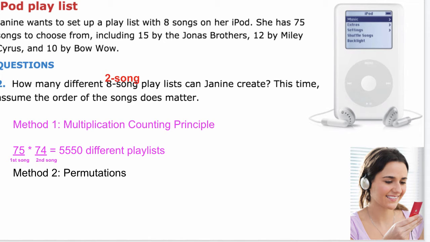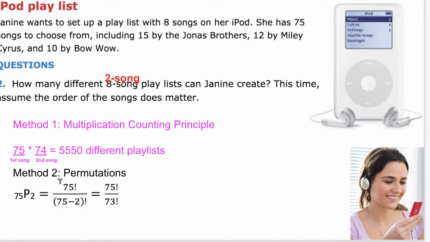The other way is permutations. Permutations is a way to arrange things where order matters. And since it says order matters, in other words, song 1 followed by song 2 is different than song 2 followed by song 1, I'm going to say 75P2. The first number is how many you're picking from. P means permutation, order matters, and 2 means I'm picking 2 songs, or 2 things to arrange.